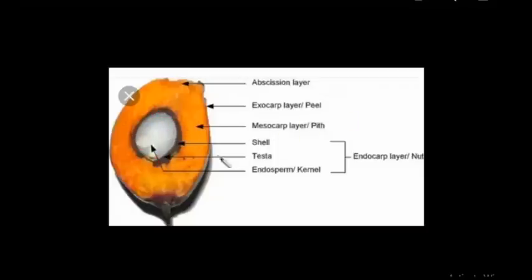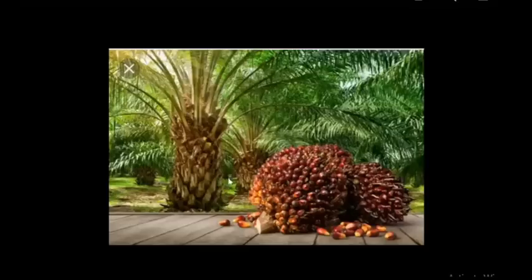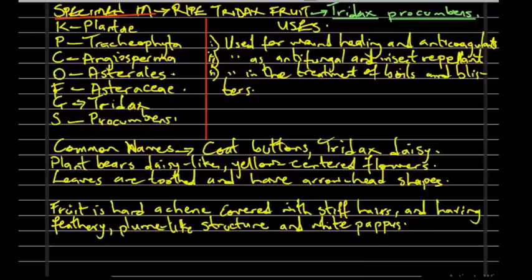So this is what the palm fruit looks like. Here is an example of a picture of a palm tree, and it has its bunch here with fruits falling out from it. So this is an example of a palm tree with the bunch and then fruits around it. Our specimen M is a ripe Tridax fruit, and the scientific name is Tridax procumbens.